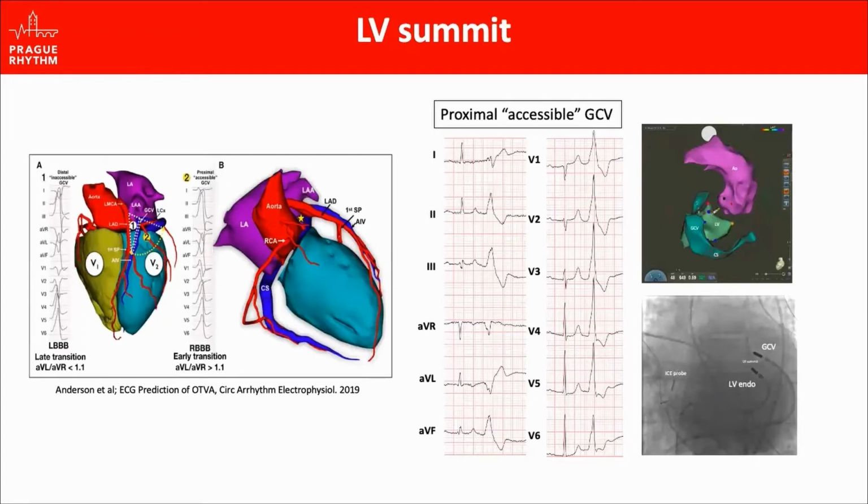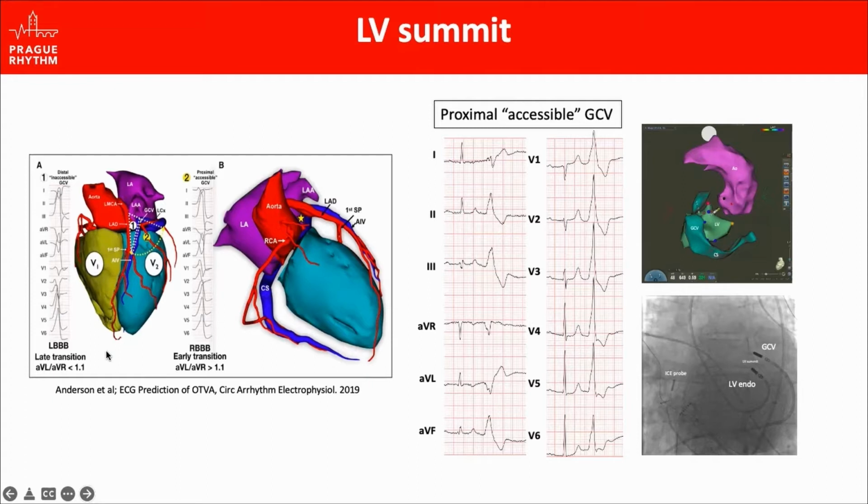LV summit is the region on the epicardial surface of the LV that is bounded by the LAD and circumflex artery. Because of that, ablation of the PVCs in this region can be very challenging. This region is actually divided by the great cardiac vein into the proximal side that is accessible for ablation and the distal part that is inaccessible for ablation.